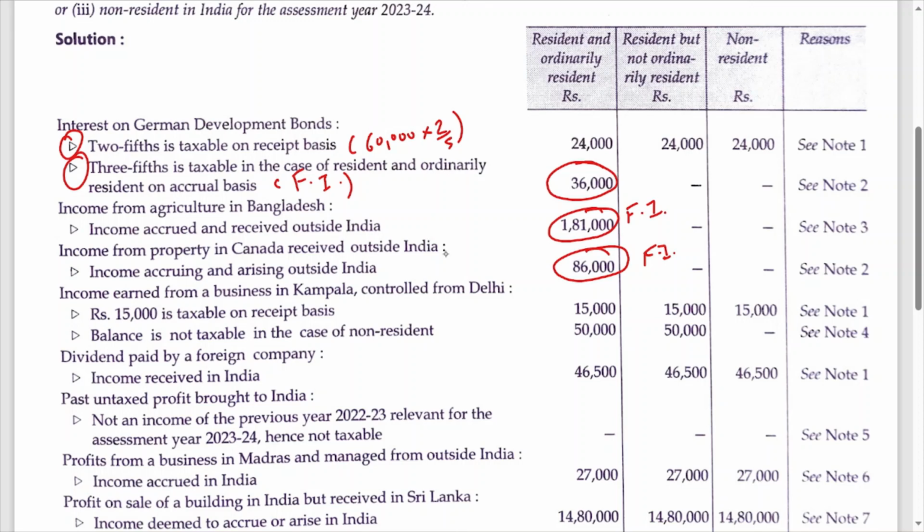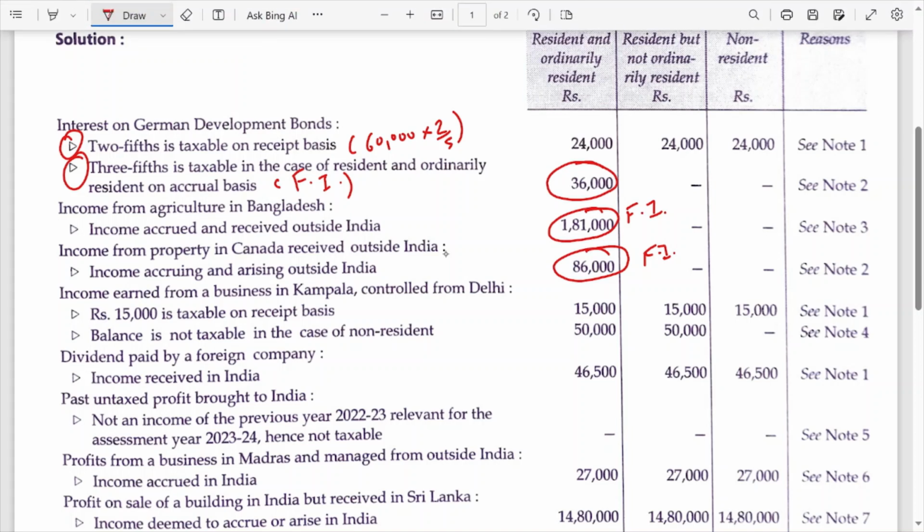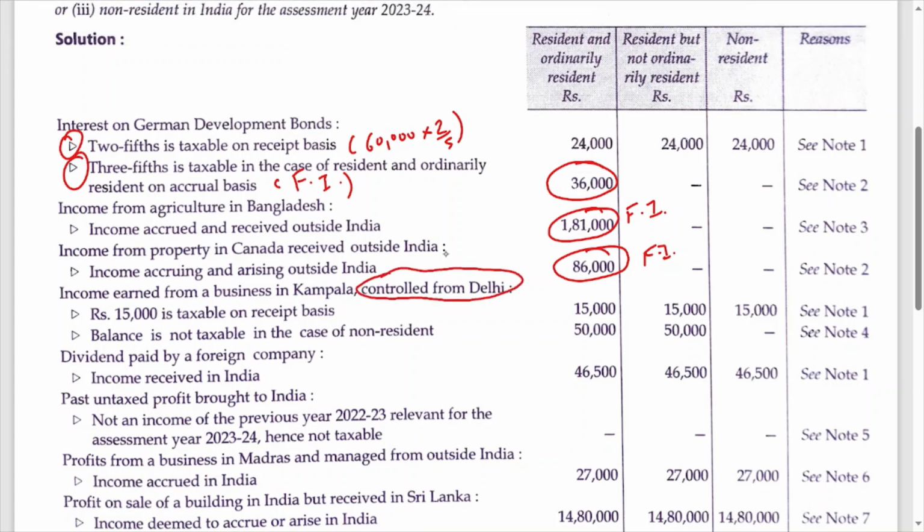So that is why they have written income earned from business in Kampala, controlled from Delhi, rupees 15,000 is taxable on receipt basis. So here we have written 15,000 in all three. Now the balance is not taxable in the case of a non-resident. Now you have to pay attention to this point. The business is controlled from Delhi. Once again I am repeating, controlling will not decide whether it is Indian income or foreign income. Just by controlling, you can't say that it is Indian income.